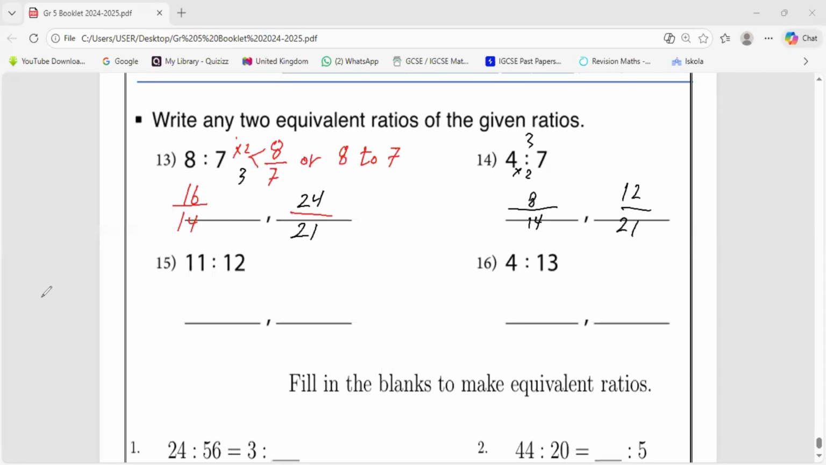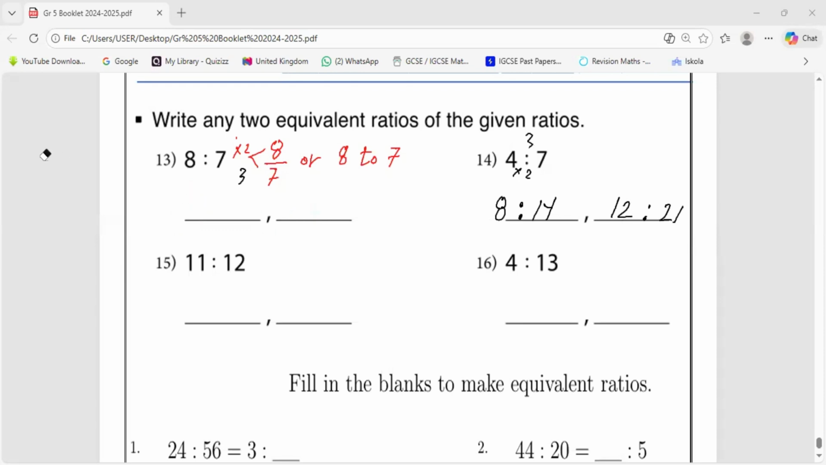You can also write it like this. You can write 8 to 14 like this, or as a fraction, 8 over 14, which is equivalent. Or here, multiplied by 3, you get 12 and here 21. Here you can write like this, and also you can write the first one like this.